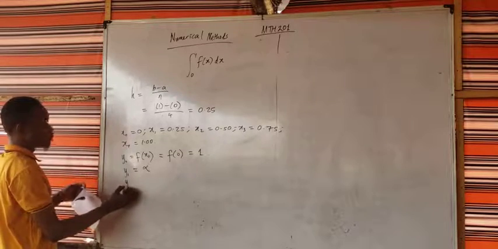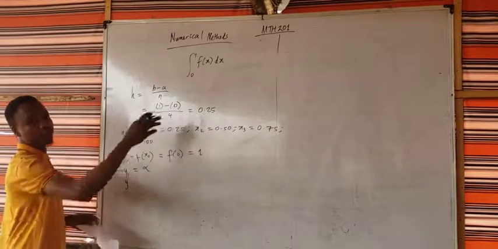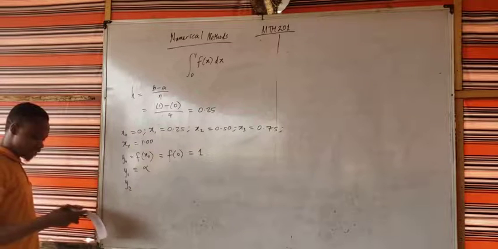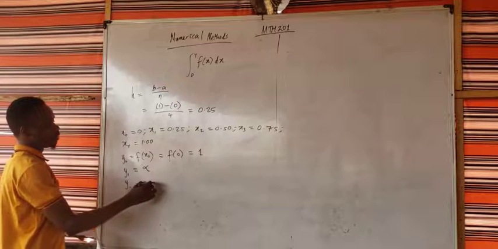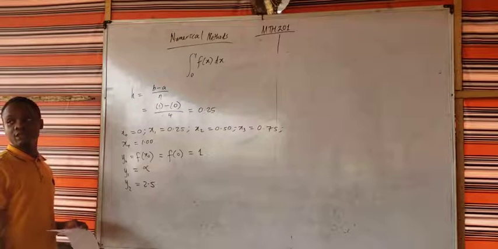And then what's our y2? Y2 will be f of 0.5. So from what we have been given, they said f of 0.5 is what? 2.5. Is that clear?